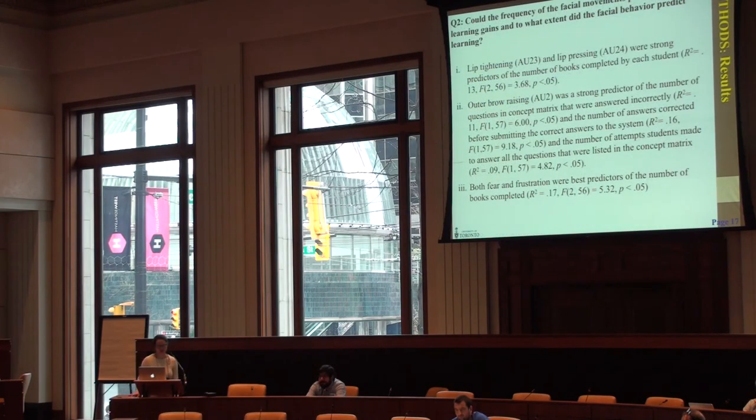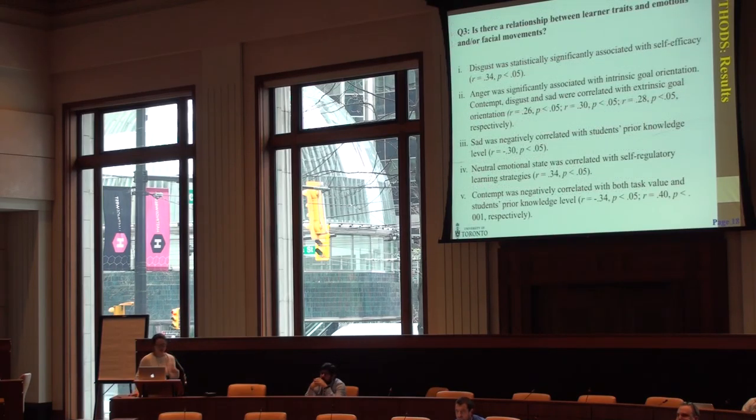For the second question, we asked: could the frequency of the facial movements predict a student's learning gains? Here you can see AU 22 and 4 were strong predictors of the number of books completed by a student. Also AU 2, which is outer brow raising, was a strong predictor of the number of in-game quiz questions answered incorrectly, the number of answers given before submitting the correct answer to the system, as well as the number of attempts students made in order to give a right answer. We also see both fear and frustration were the best predictors of the number of books completed.